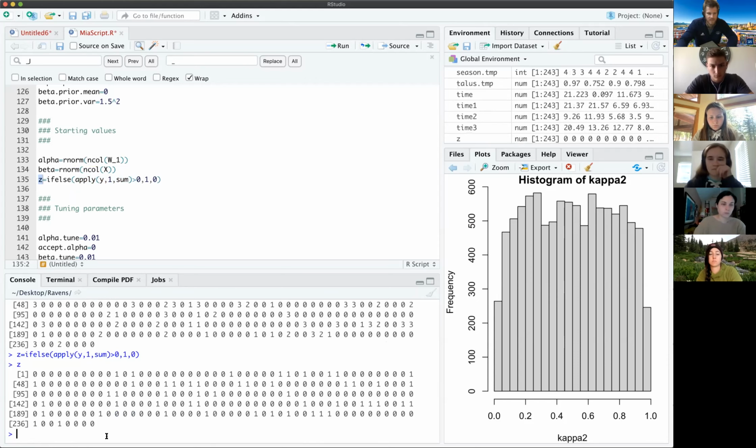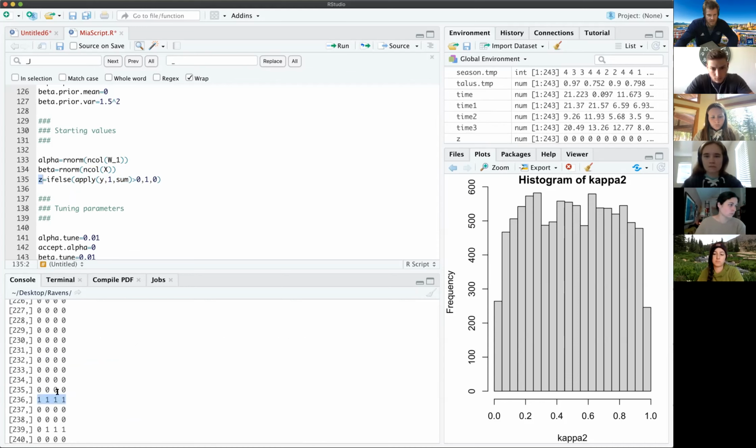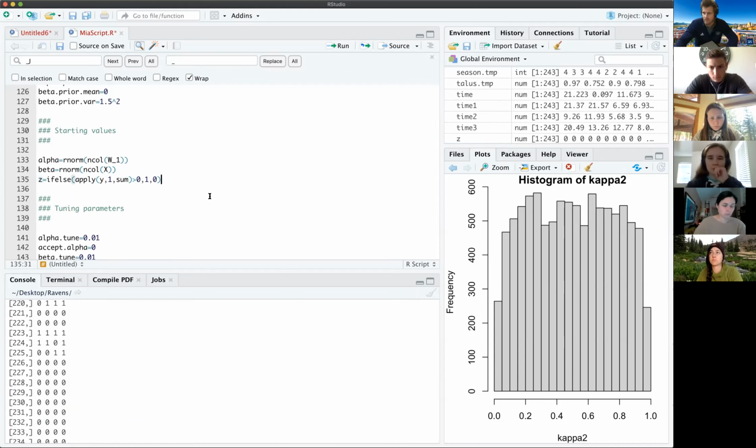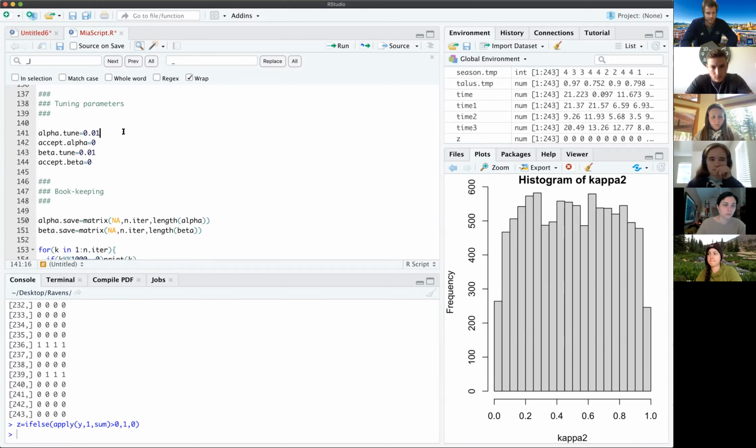Now if we look at our starting values for z next to our y's, we should have a starting value of z equal to 1 when we see an observation, and that'll allow us to run this function. So sometimes we have to be careful about our starting values, is the point here. It has to make sense in terms of what our data are showing us.